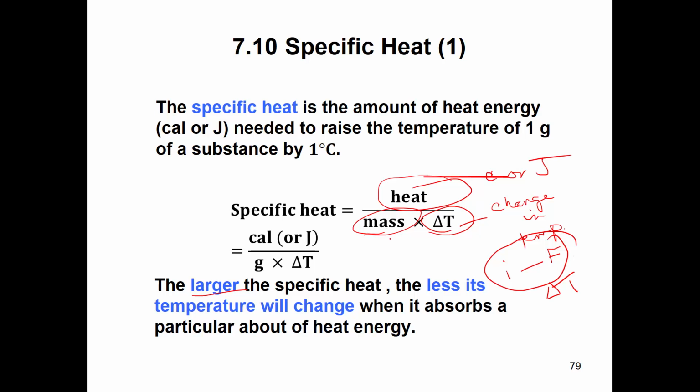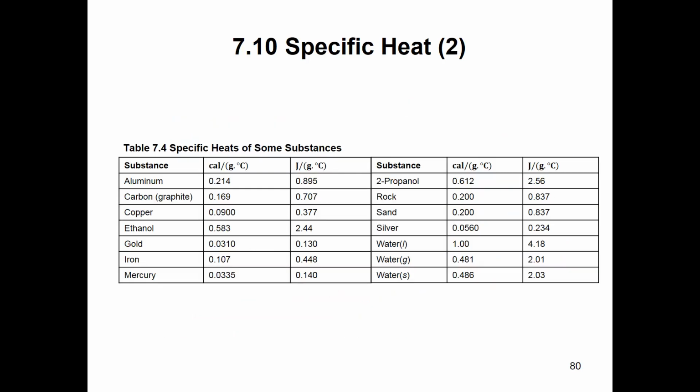The larger the specific heat, the less its temperature will change when it absorbs a typical amount of heat. That should say amount, not about. All right, so the larger the specific heat, the less its temperature changes when you add heat to it. So everything has a specific heat, and so we're looking at solids here.